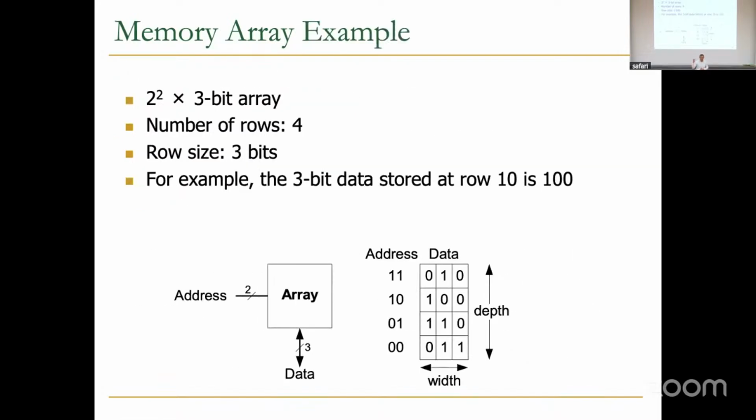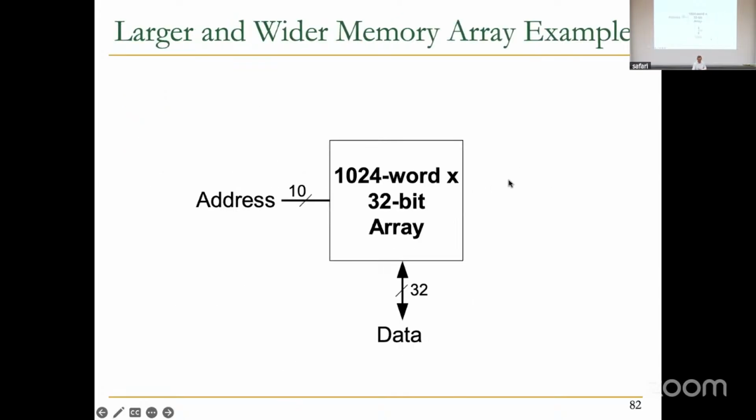So this is our simple array, and we have seen this, so I will not go through it. You can basically figure out what 3-bit data is stored at row 10, right? Okay, so if you want to make an array larger and wider, clearly you need to increase the address size and you need to increase the data size, right?